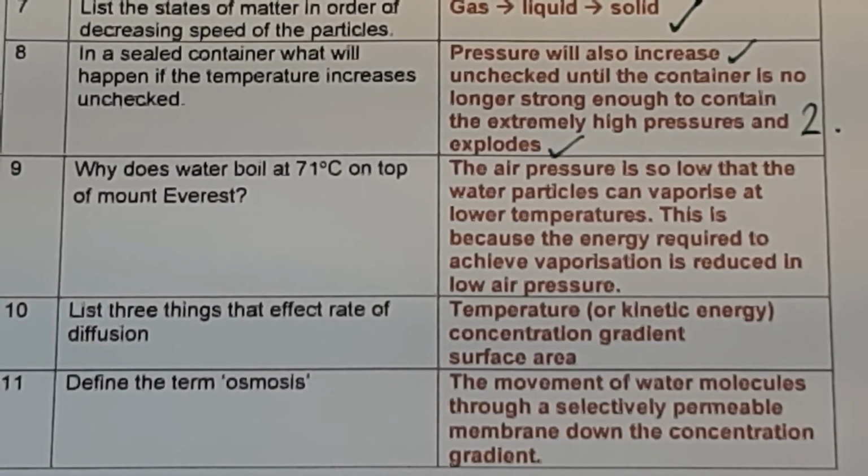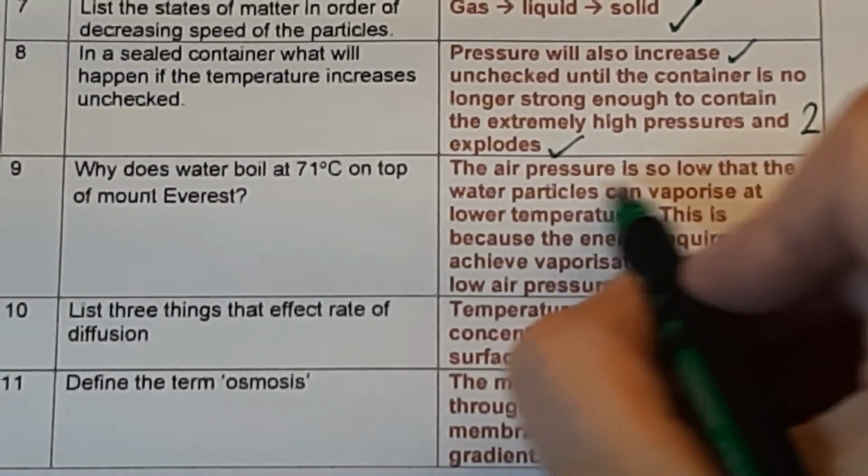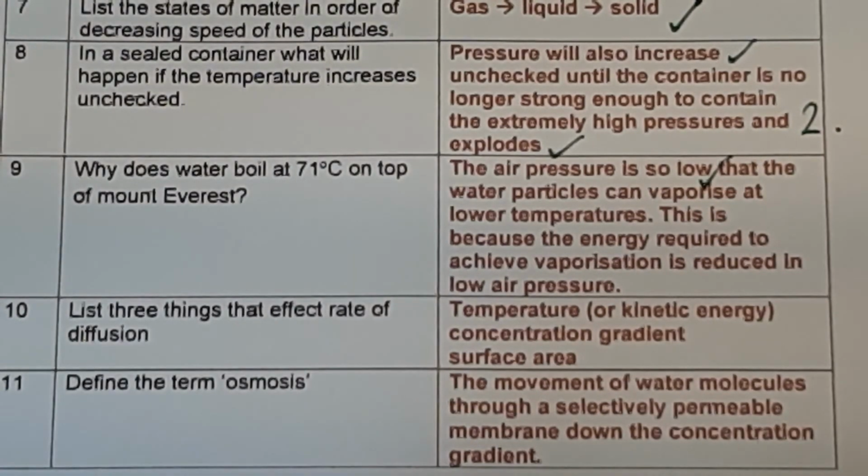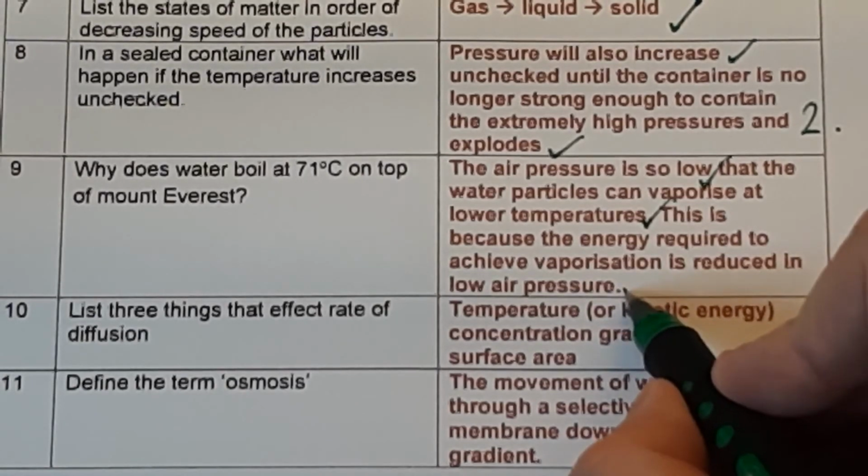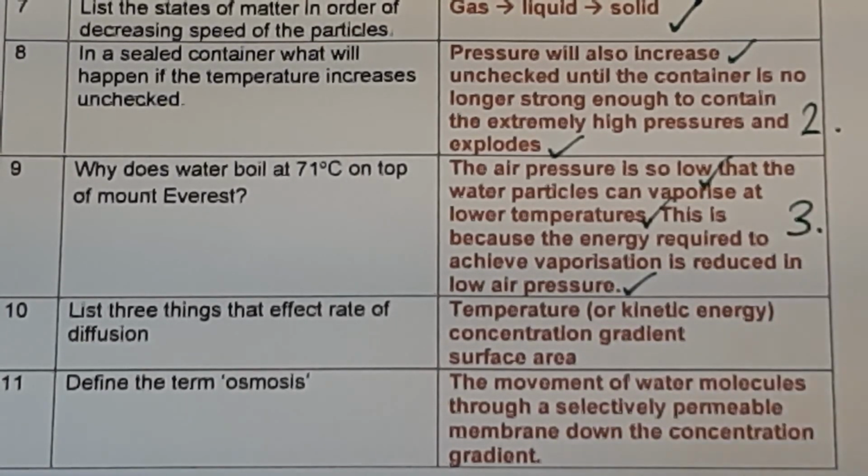Question 9. Why does water boil at 71 degrees Celsius on top of Mount Everest? Well, this one's a tricky one, but the air pressure on top of Mount Everest is so low that water particles can vaporise at lower temperatures. So if you've written that the air pressure is lower, then you can have a mark. And if you've said that means that water particles can vaporise or boil at a lower temperature, you can also have a mark. So there's 2 marks there. And that's because the energy required to achieve vaporization is reduced in lower air pressure. Okay, so there's 3 ways of getting a mark there.